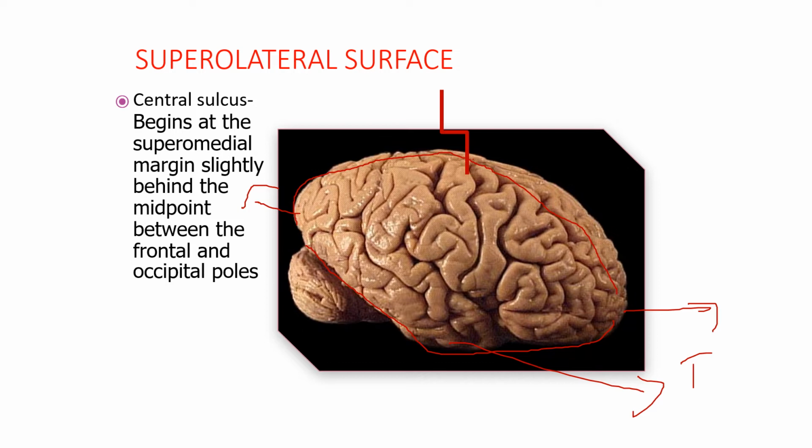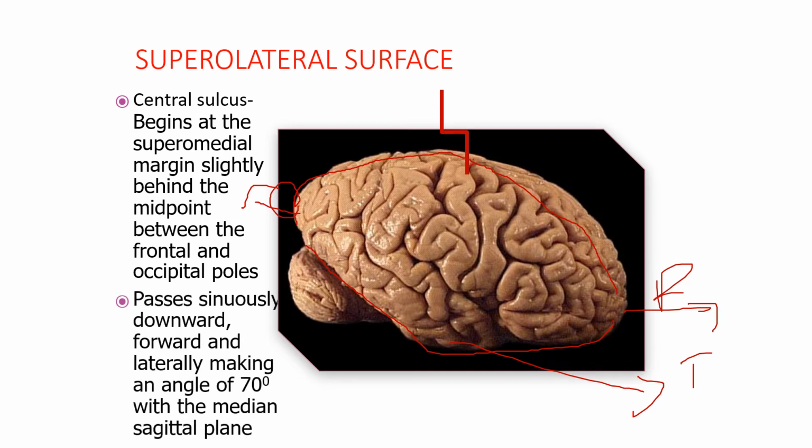Central sulcus begins at the superomedial margin. If you take the midpoint between the occipital pole and frontal pole, slightly behind the midpoint we have the central sulcus. If you see, it is not straight, it passes sinuously downward, making an angle of 70 degrees with the median sagittal plane. So this sulcus is the central sulcus.